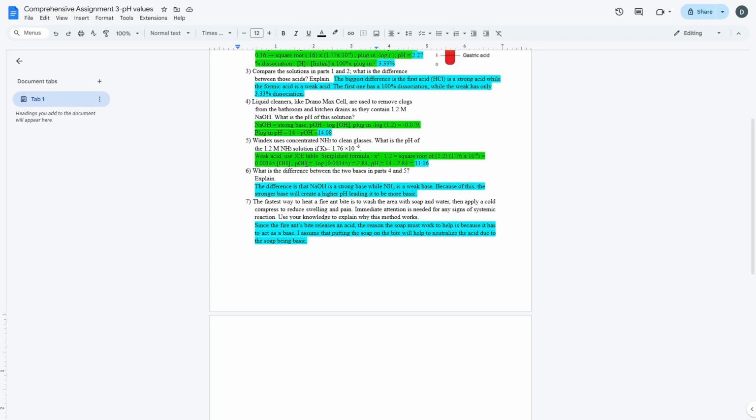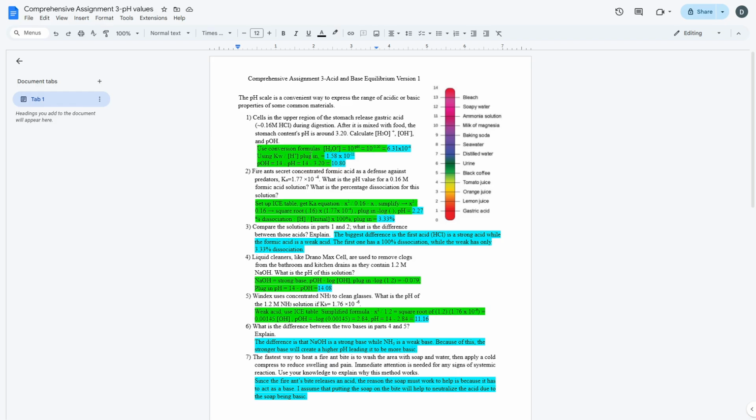So there'll be less acid, it'll just get neutralized, and that's why it starts to hurt less, because there's less acid affecting the bite area. And that would be it for the comprehensive assignment 3 on acid and base equilibrium, version 1.